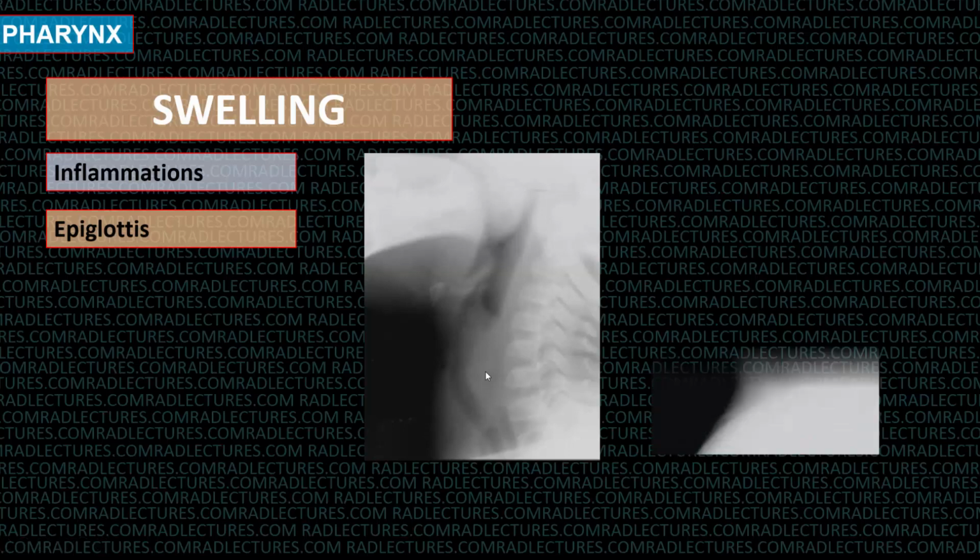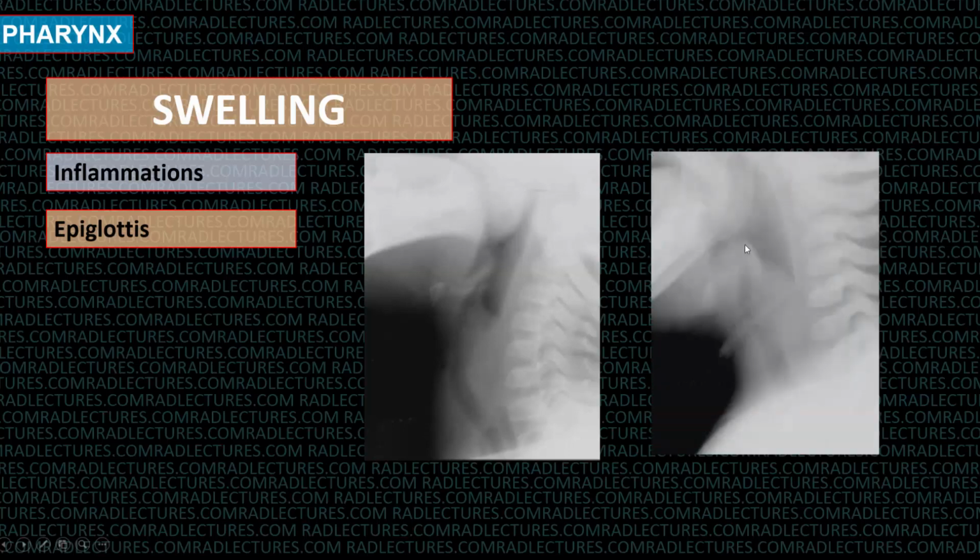So when the epiglottis becomes swollen, where it starts looking like a thumb, and the aryepiglottic fold that you are seeing here, which is normally concave, becomes convex, that means that the patient has epiglottitis. It is caused by Haemophilus influenzae in children. Nowadays, it is becoming more common amongst adults because it can also be caused by streptococcus infections. So epiglottitis is the swelling of the epiglottis and also the convex appearance of the aryepiglottic fold, which is normally concave, as I'm showing here.